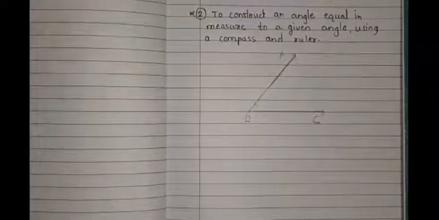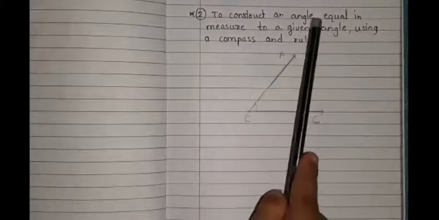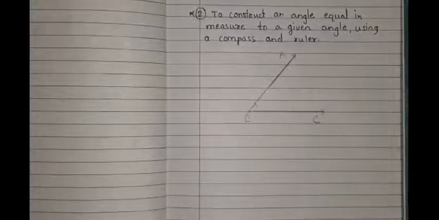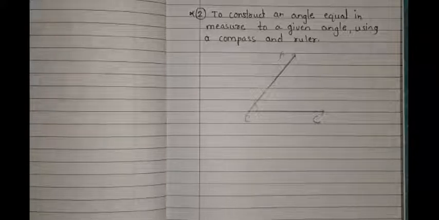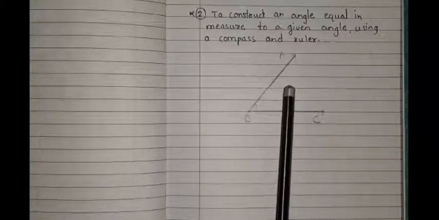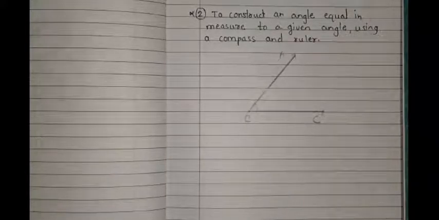Let us now learn how to construct an angle equal in measure to a given angle using a compass and ruler. So here they have given us one angle, that is angle ABC. We don't know what its measurement is. So what we have to do is construct one angle which will be equal to the measure of this angle. Now how to do this?